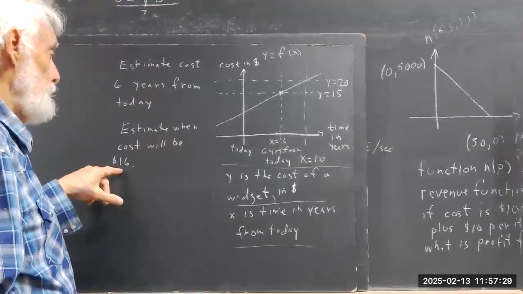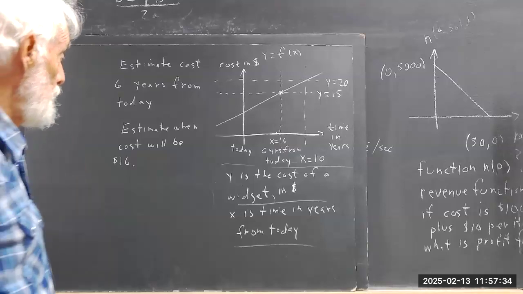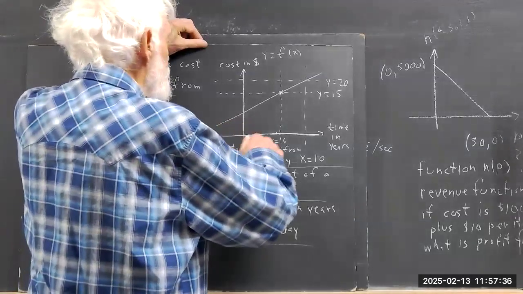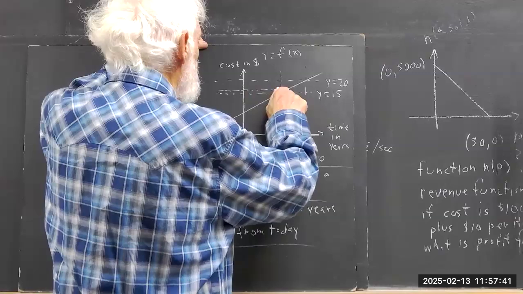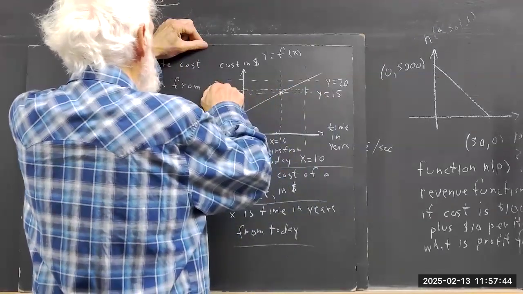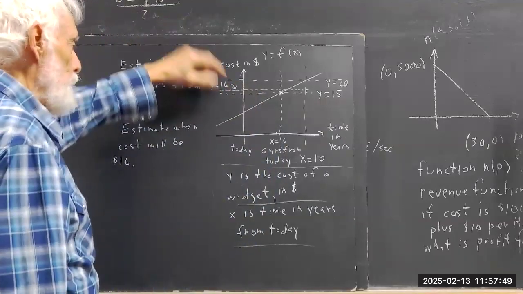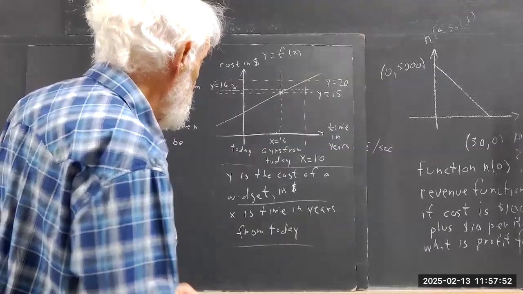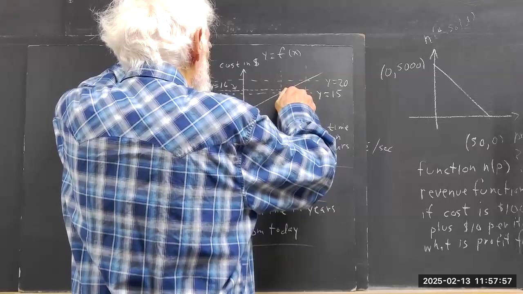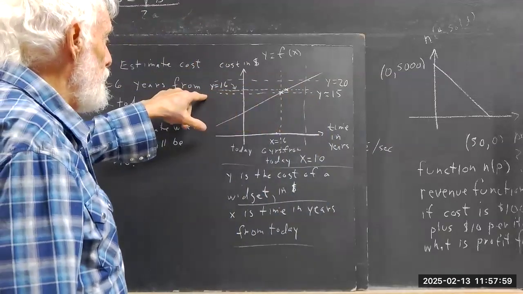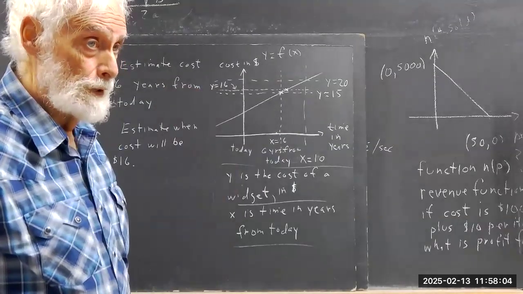Estimate when the cost will be $16. Well, 16 is a little more than 15, so I'd say 16 is about here. So those lines are inconveniently close, but that can happen. But there's the point. The cost is $16. Okay.